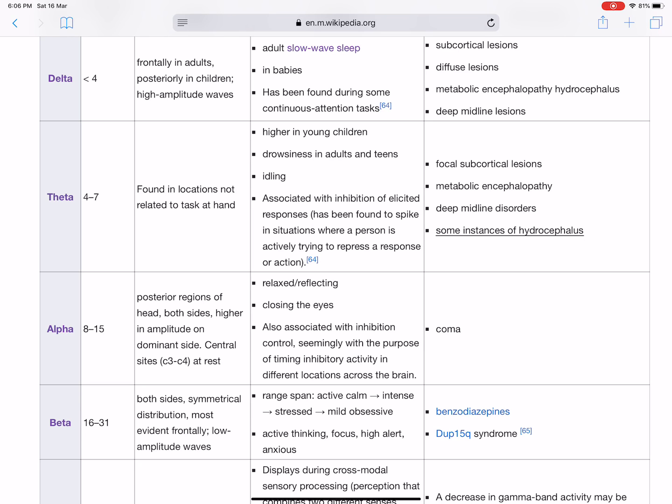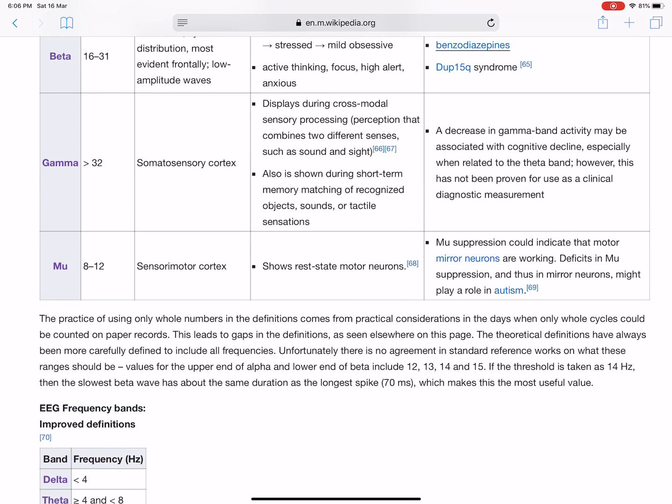Alpha: posterior regions of head, both sides, higher in amplitude on dominant side. Central sites, C3-C4, at rest, relaxed, reflecting closing the eyes; also associated with inhibition control, seemingly with the purpose of timing inhibitory activity in different locations across the brain. Coma. Beta: both sides, symmetrical distribution, most evident frontally. Low amplitude waves. Range spans active, calm, intense, stressed, mild obsessive, active thinking, focus, high alert, anxious. Benzodiazepines, Dup15q syndrome. Gamma, greater than.